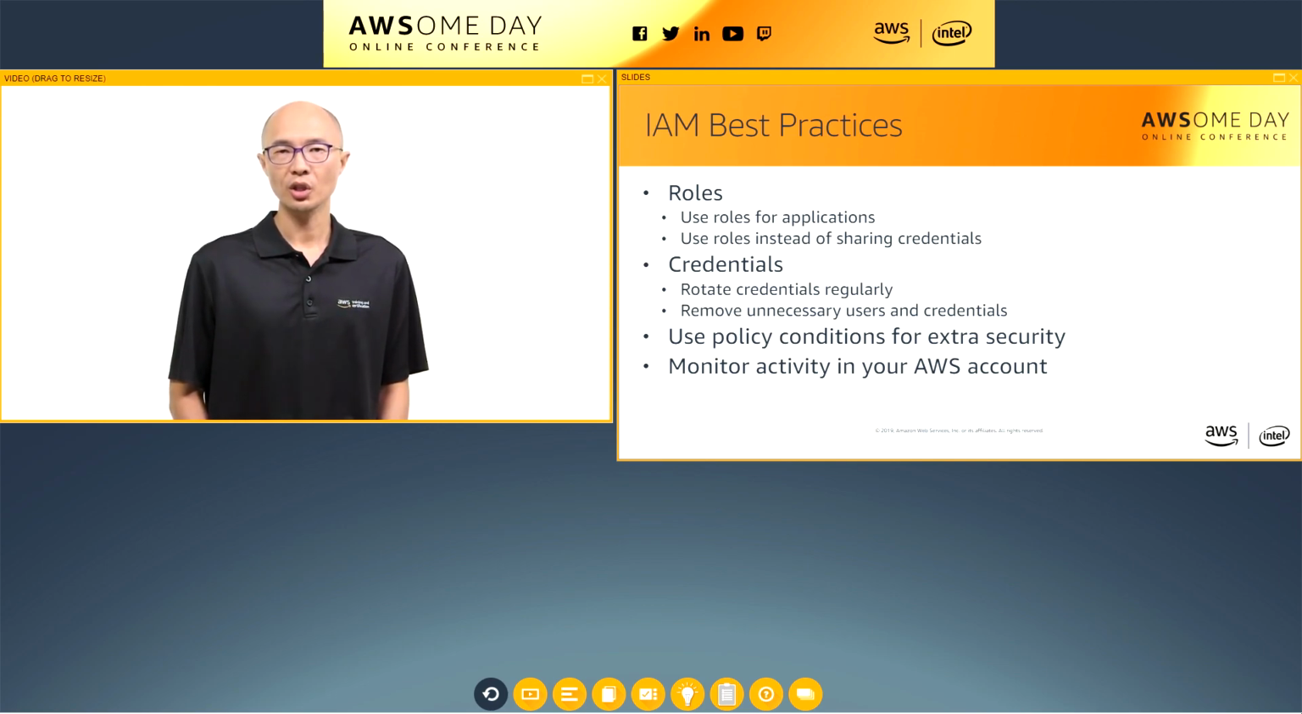Use policy conditions for extra security. For example, you can restrict certain actions that modify or delete existing settings to only when the login is via MFA. Lastly, monitor activity in your AWS account using AWS CloudTrail.